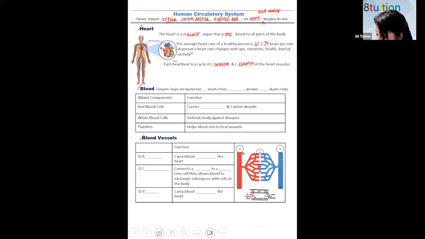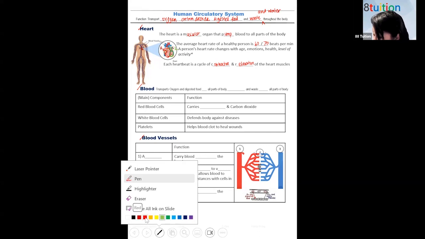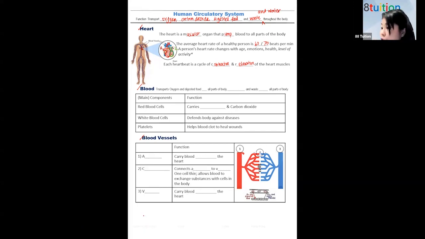Basically, it's a muscular pump that pumps the blood throughout your body. Now we are going to focus on the blood. As I mentioned just now, the blood is the one that transports the substances. It transports oxygen and digested food to all parts of the body for respiration to take place. Remember, we learned respiration a few weeks ago. Respiration is the process whereby we use these two things to produce energy.